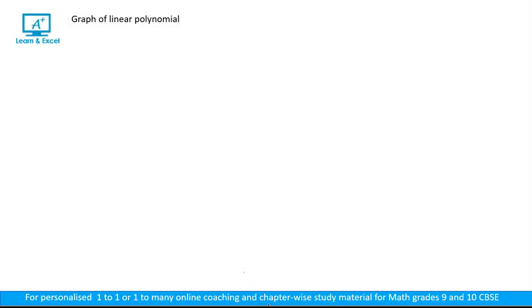Let us start with a linear polynomial. Can you tell me what is the general form of a linear polynomial? Yes, it is p of x equal to ax plus b. So if we have to draw a graph of y equal to ax plus b, then how will the graph look like? Yes, the graph will be a straight line.